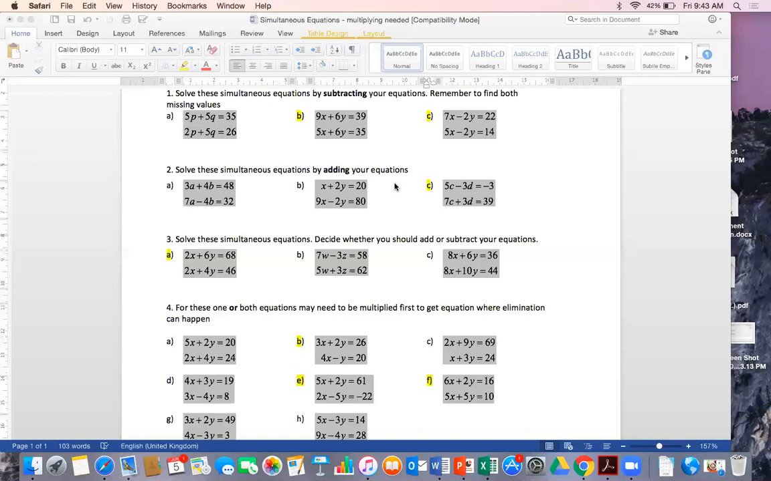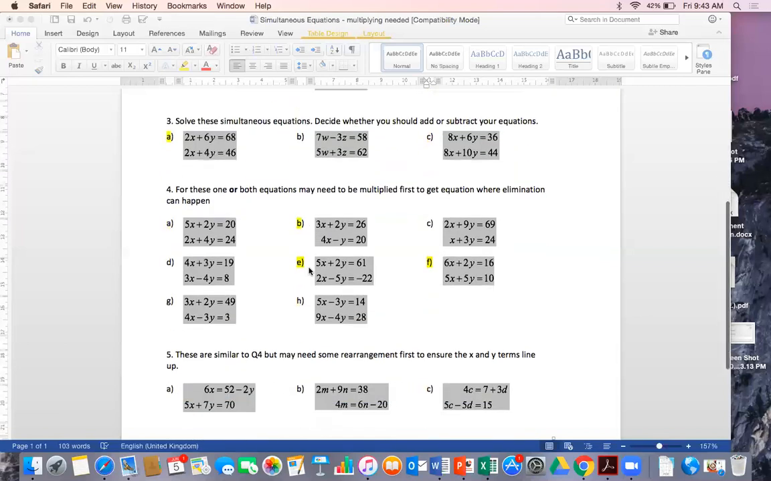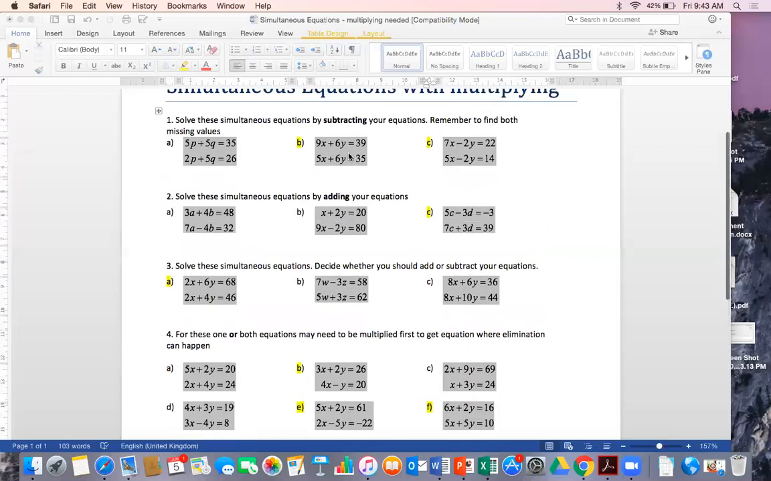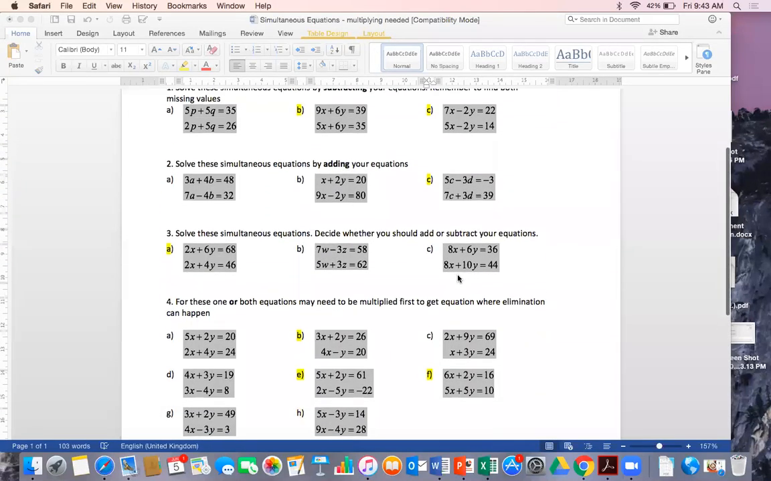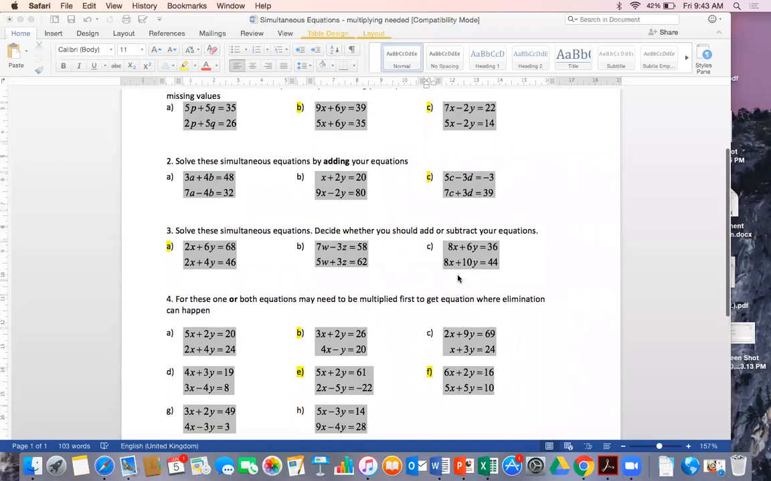Teacher, for number 5. Number 5, not yet. So only number 4, B, E, F. Yes, just the ones that I've highlighted, from 1, 2, 3, and 4. Okay.